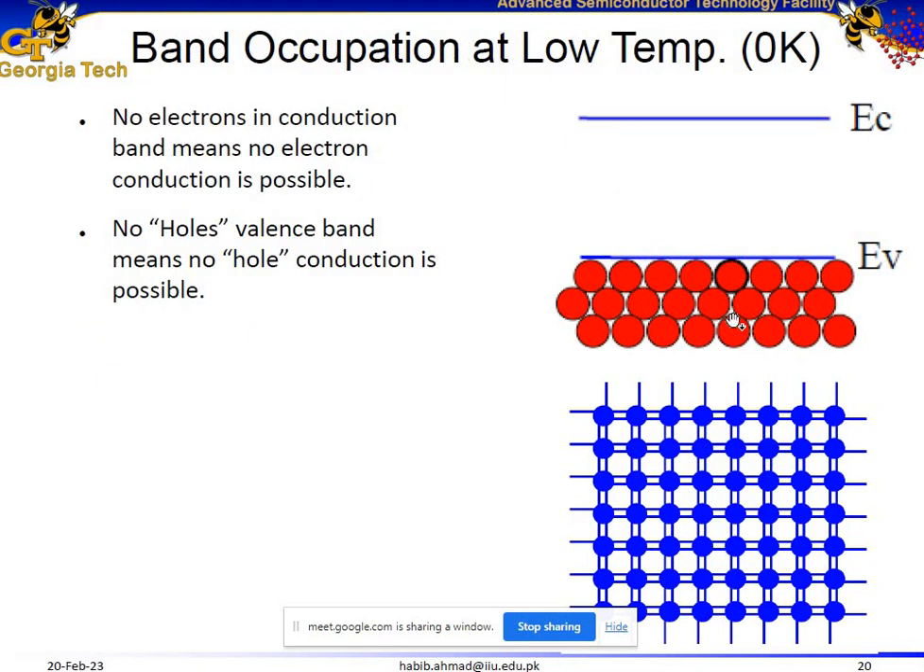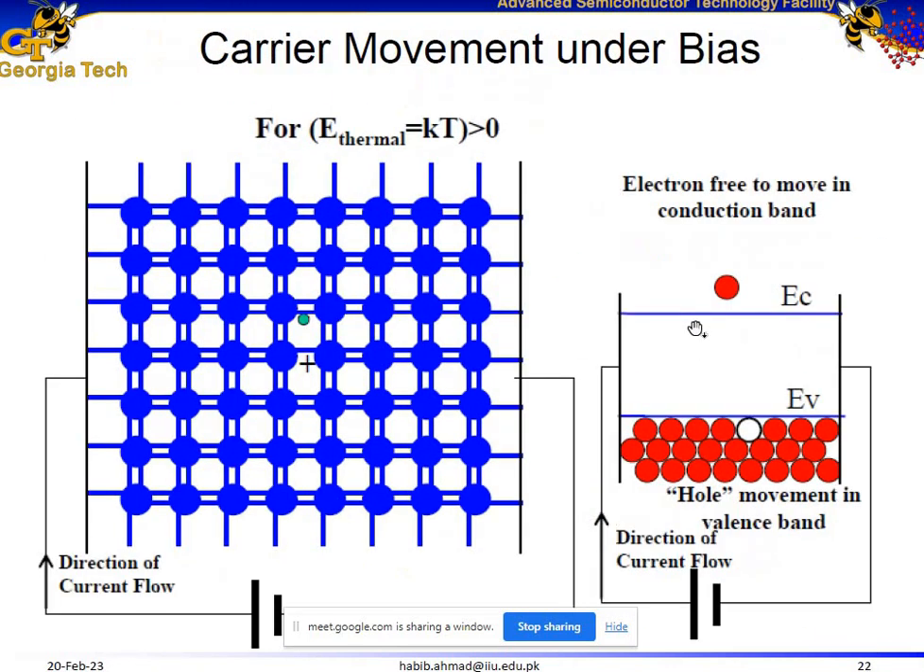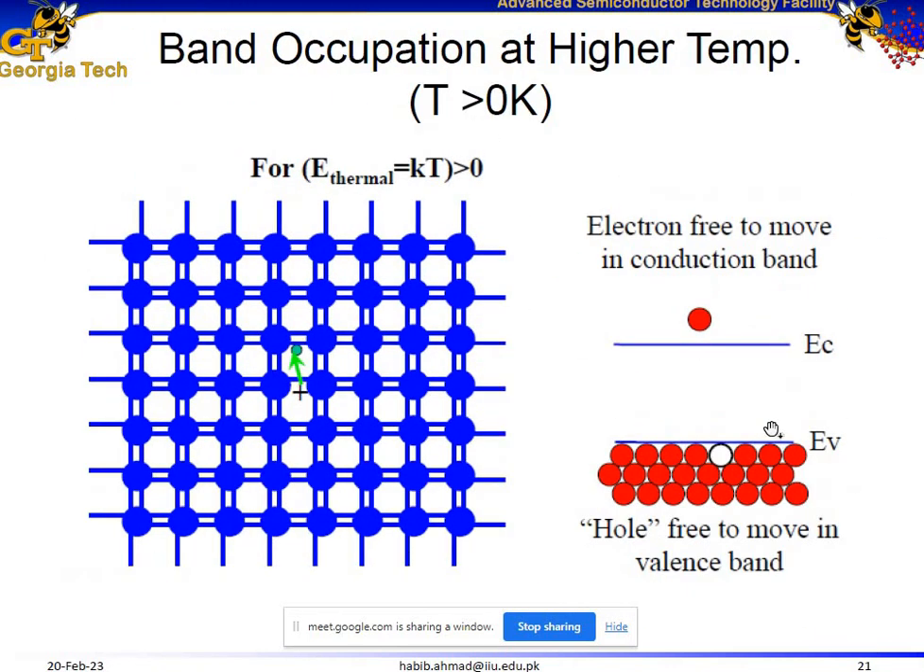Let's go back to slide number 21. As I already told you, if we increase the temperature above 0 Kelvin, some of the bonds get broken and electrons jump from the valence band to the conduction band.